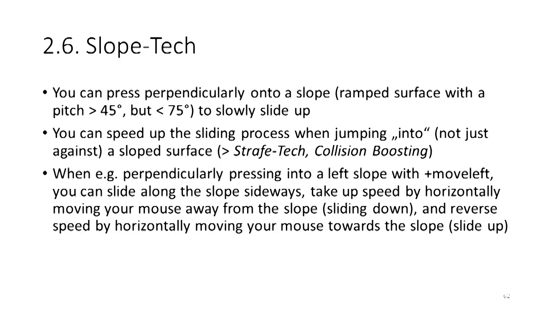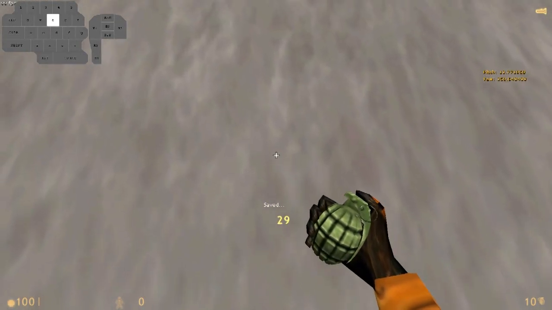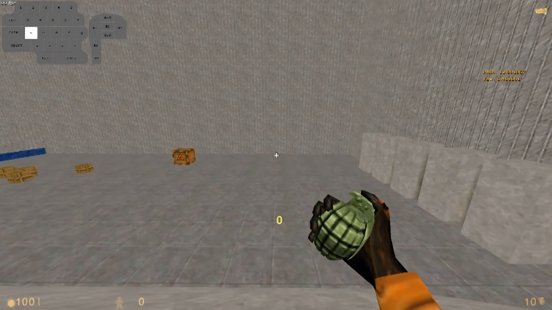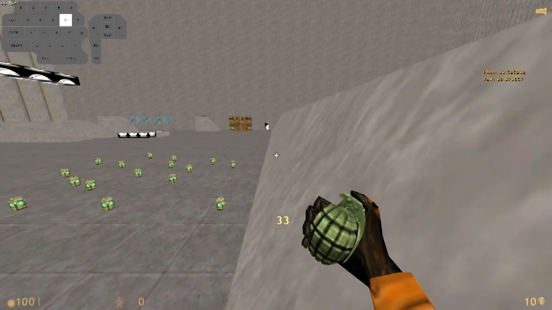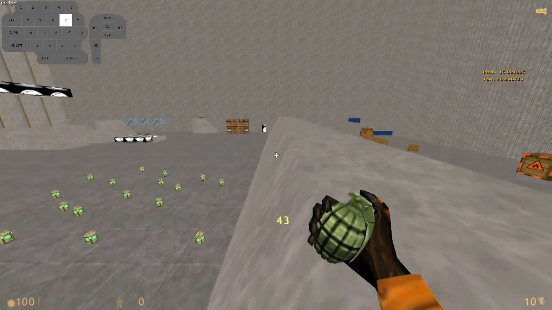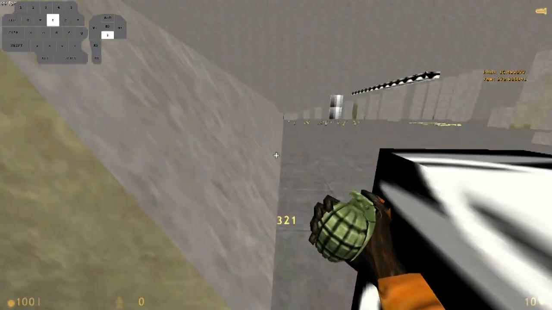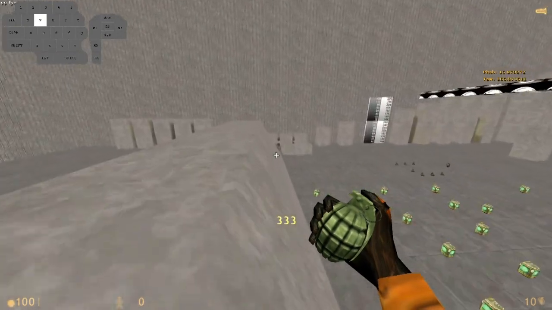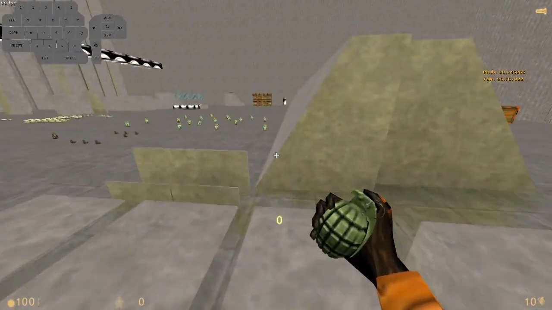When a ramp has more than 45 degrees pitch, it cannot be walked on anymore and is called a slope. Slopes up to 75 degrees pitch can be moved on with Slope-Tech. You can slide up a slope by perpendicularly pressing into the slope. You can surf a slope when looking into the slope for going up, or looking away and gaining speed.